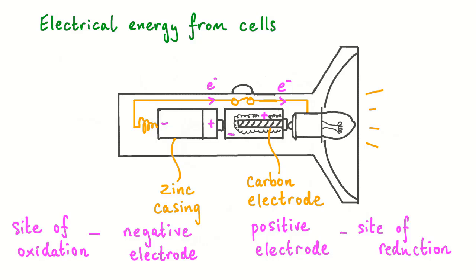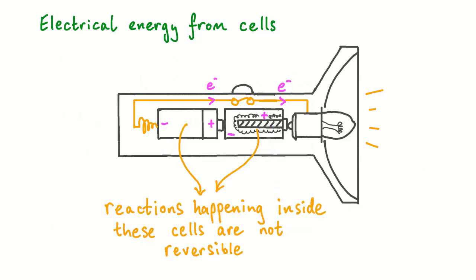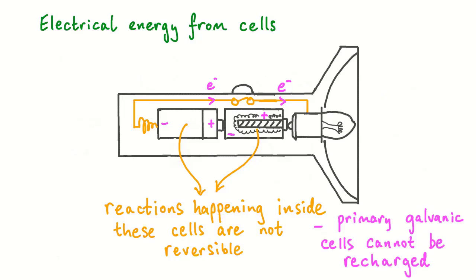It can only be used once. It's then discarded or recycled to recover any contents of value. Primary galvanic cells operate in this way. The chemical reactions that take place spontaneously inside them are not reversible. So when the flashlight stops working, the cells inside it cannot be recharged.